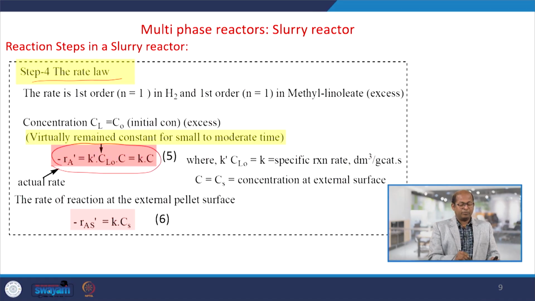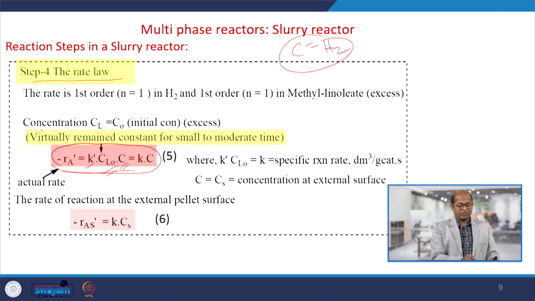So, here the rate we can write as minus RA prime equals K prime, that is the constant, Cl0, that is the initial concentration of the liquid, and C is the concentration of another component, component B, hydrogen. C is hydrogen, and Cl0 is the liquid. This way we can write the rate equations.